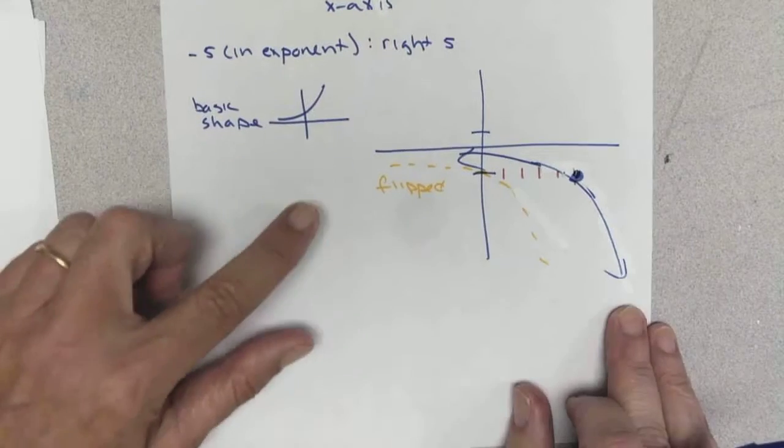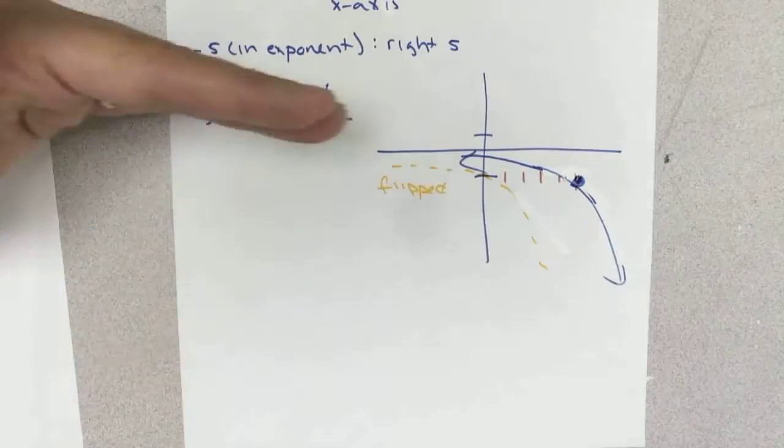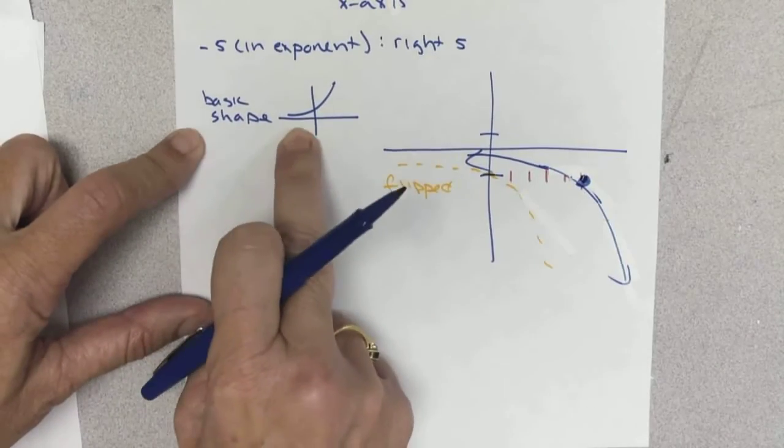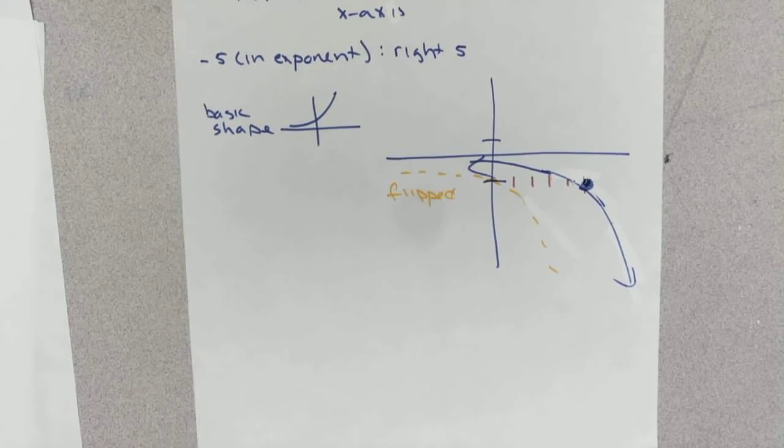But there's my graph. Now notice here I didn't mess around with the asymptote because the asymptote only changes when I move up and down. Since my asymptote in the original graph is the x-axis, that asymptote can only change when I move up and down. It never changes when I move left to right. So I didn't have to change my asymptote.